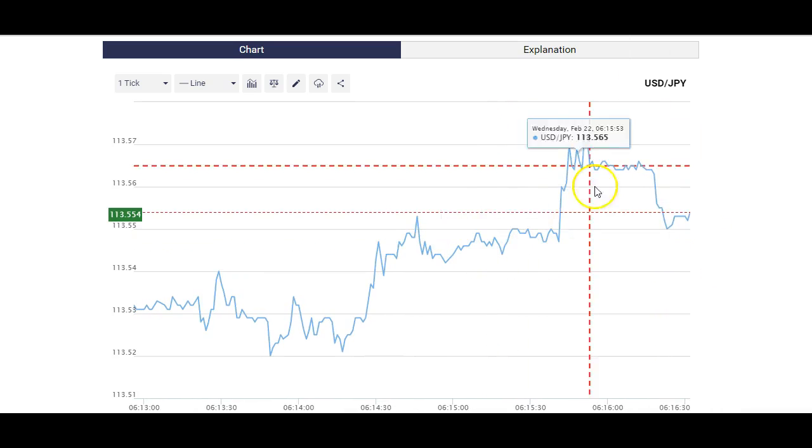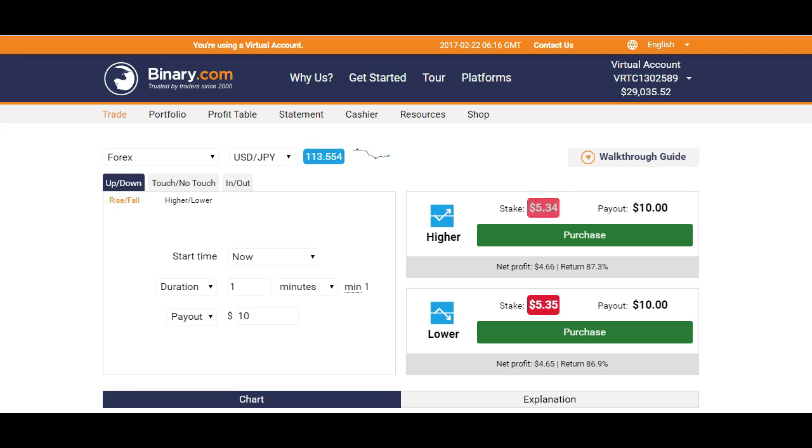In binary, of course, it's a much faster pace, and the durations can vary from a minute upward. So you can certainly make fast trades on these high frequency platforms.